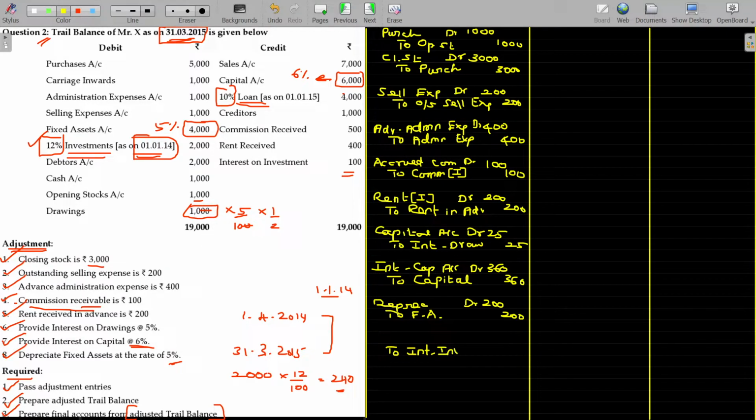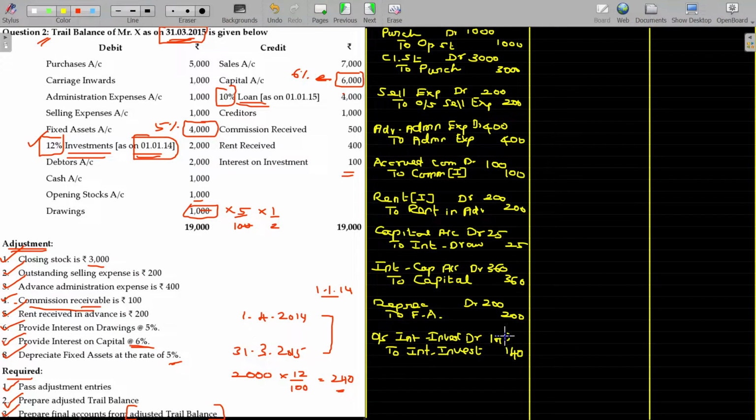Interest on investment. This is gain for us. 140. Actually, 240 should be there. 100 already received, 140 is pending. You have to cross verify this. This is called hidden adjustment. And in the debit side, we can name this as outstanding interest on investment. Either you can name this as outstanding interest on investment, or you can simply debit to the investment account. Both ways you can post that.